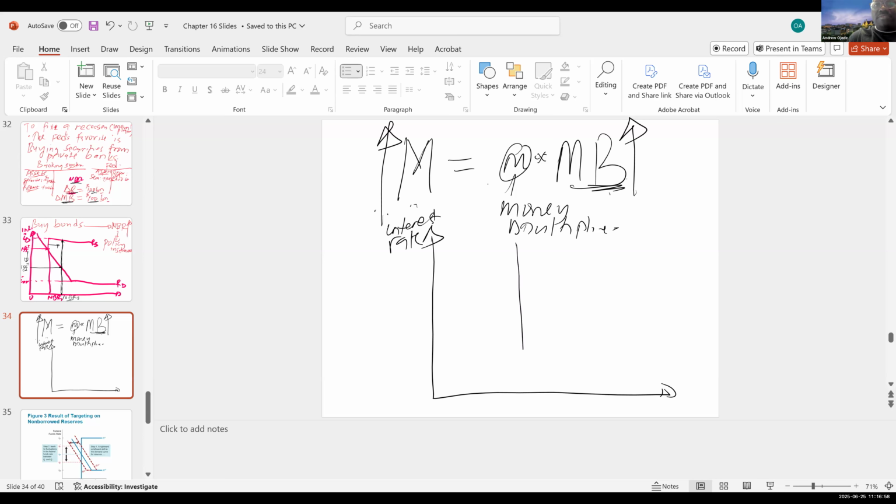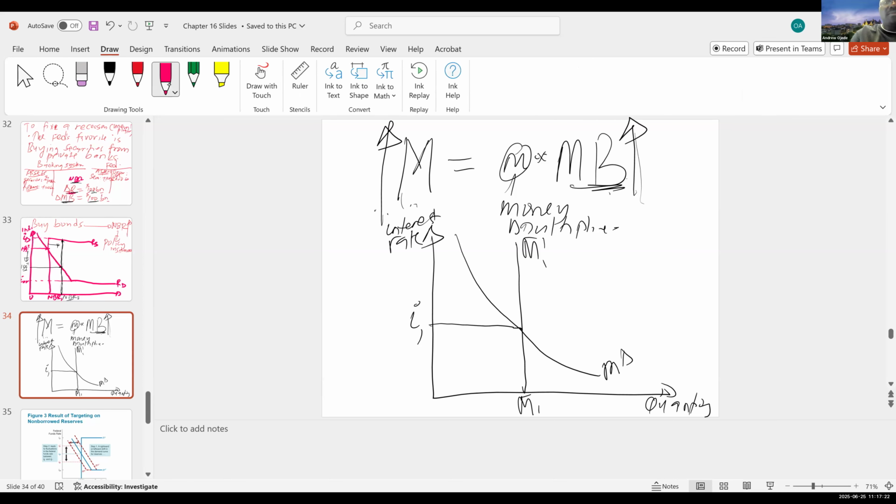So if this was the initial level of money supply, which is fixed by the Fed, and this is your money demand function, this is the quantity of money on this axis. So the initial interest rate was this equilibrium, I1. So when the Fed increased the money supply by buying bonds, which increased the monetary base, that means the money supply curve is going to shift to the right.